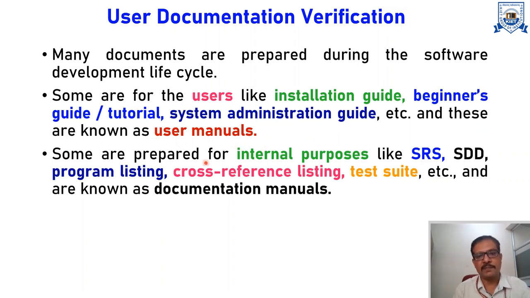So some are prepared for internal purposes like SRS, SDD, program listing, cross-reference listing, test suite, etc. And these are known as documentation manuals. So user manuals help the users, and the documentation manuals are for internal purposes. Now here you will see the user documentation verification.